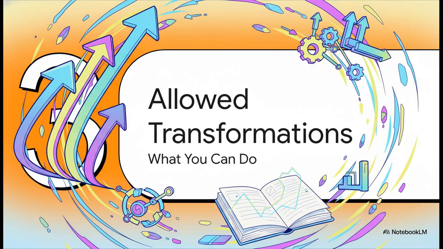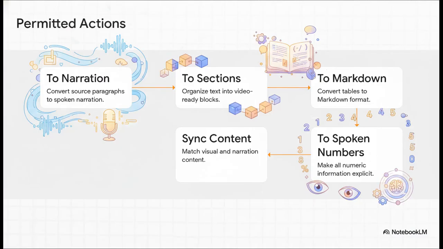All right, so now that we know what not to do, let's look at the only transformations that are actually permitted in this process. These are the things you can, and in fact, you must do. So these 5 actions, they're the only transformations allowed. And if you look at them, you'll see a pattern. They're all about structure and format, turning text into narration, organizing it into neat sections, formatting tables. It's not rewriting. It's just repackaging the information for a new medium.